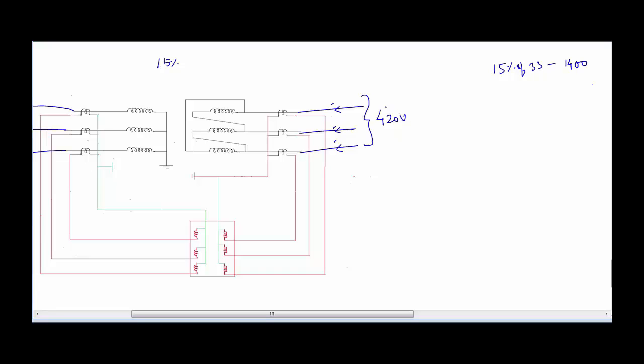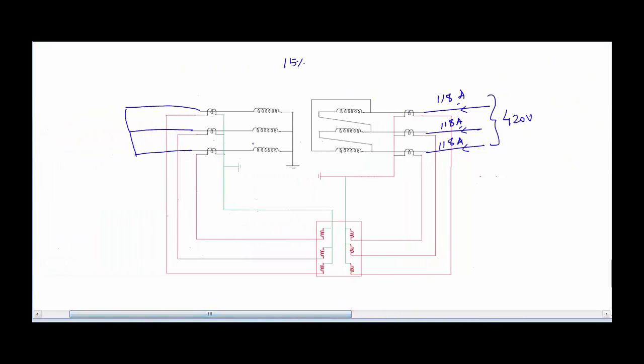Now if the source has a voltage of 420 volts, then the amount of current they are going to draw will be equal to 420 into 1400 divided by 15% of 33 kV, that is 0.15 into 33 kV, and its value is roughly around 118 amperes. So the current they are going to draw from the source will have a magnitude of 118 amperes for all the three phases, and here also it is 118 amperes.